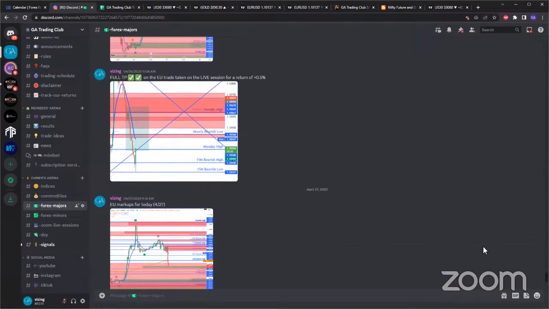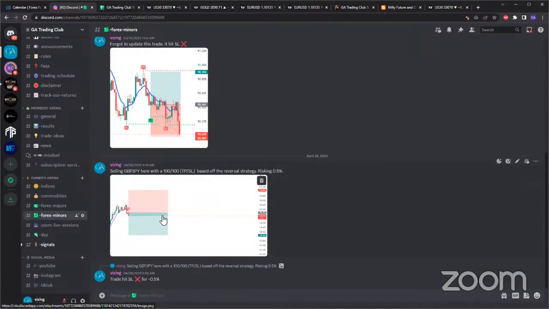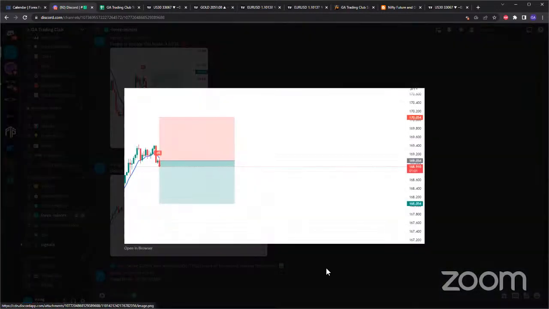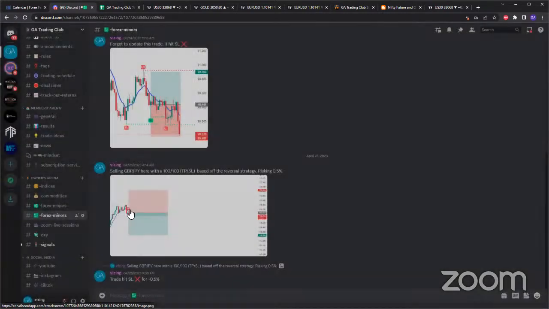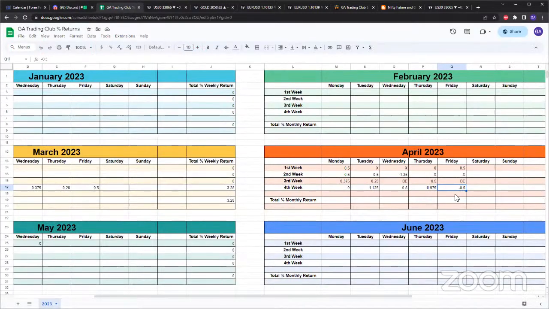So if we go all the way to the bottom, because I always like being transparent. So I know it was a forex miner. There you go. It was this GJ sell. But then price, remember we were trying to catch the high using the reversal strategy, and then GJ went all the way to 171. So this is on Friday where we just lost 0.5%. So that is the only regular trading day where we've lost.